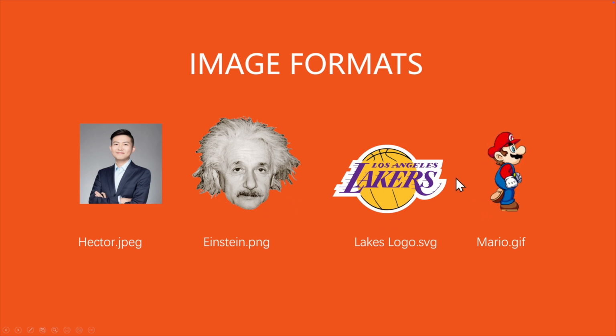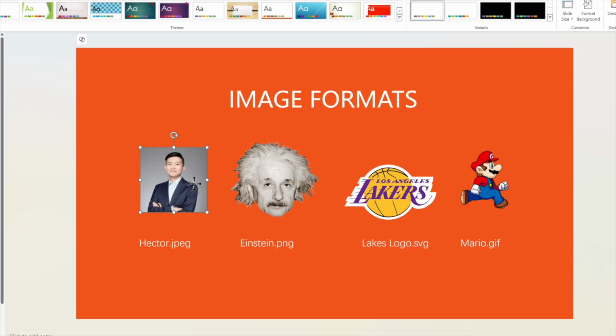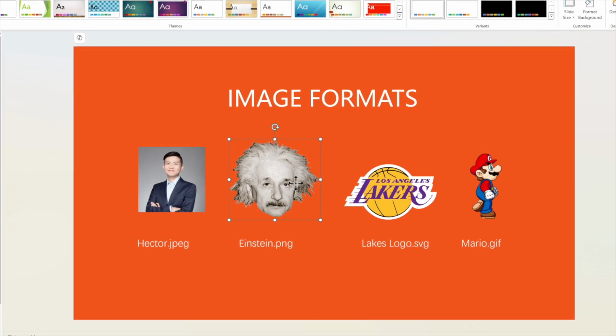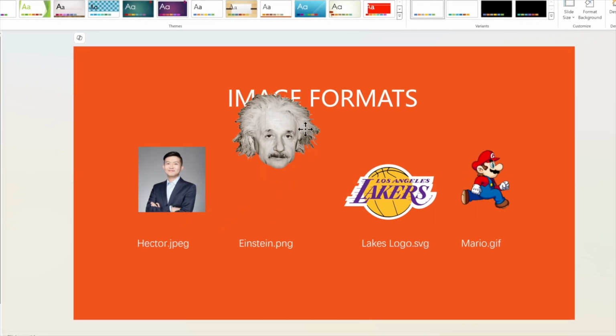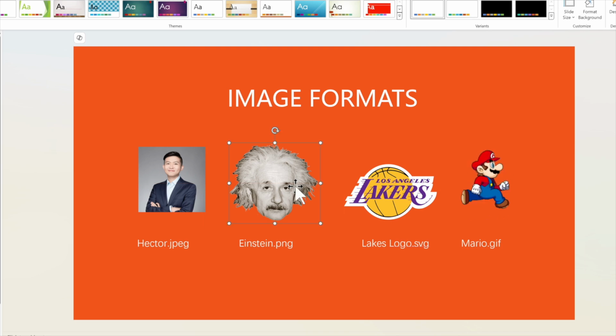The first format is JPEG. This is the most common image format. The image is confined to a rectangular frame. It's particularly suitable for regular photographs. The second format is PNG. Its key feature is transparency support.